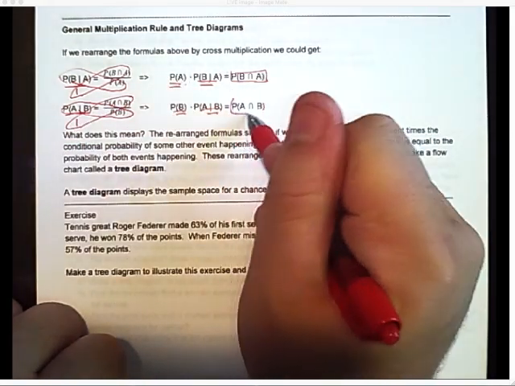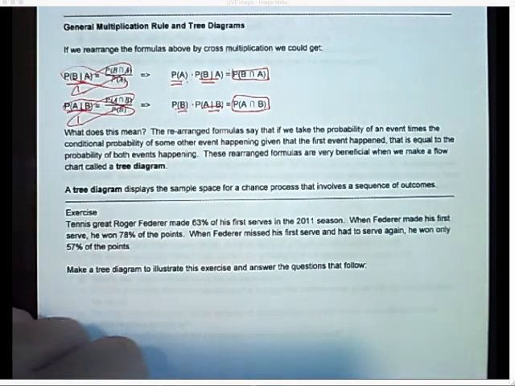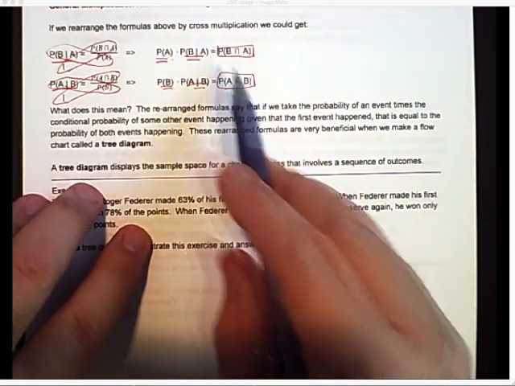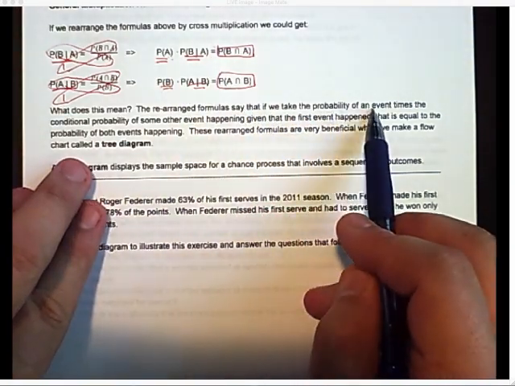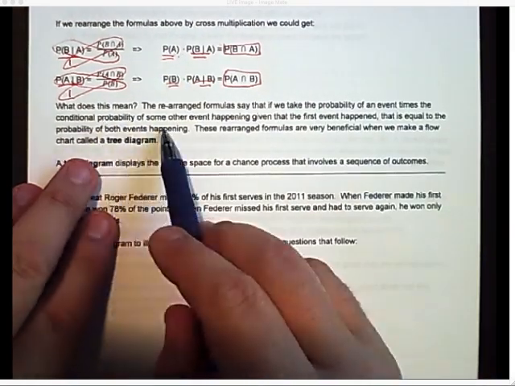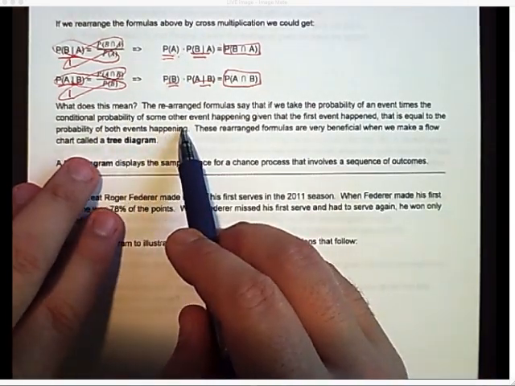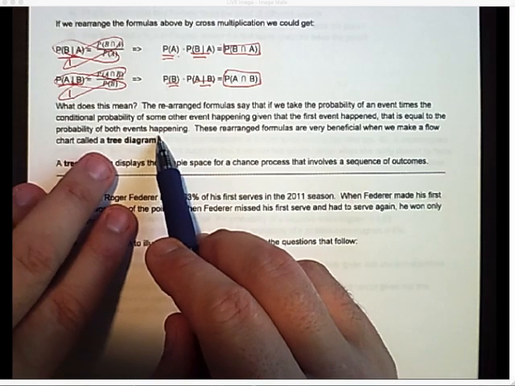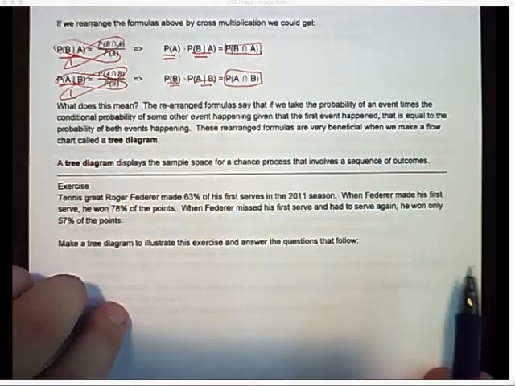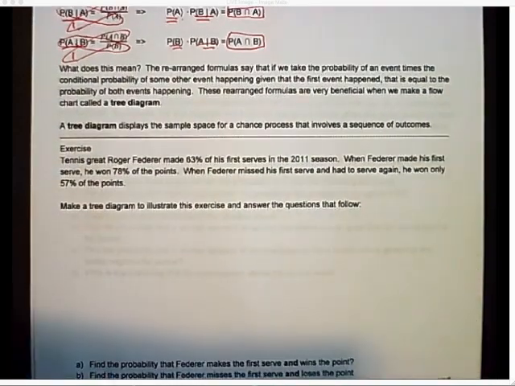And this is going to be really useful for a visual that we're going to make called a tree diagram. All right, so what does it mean? The rearranged formulas, that's these two, say that if we take the probability of an event, like here's your events, times the conditional probability, that's equal to the probability of both events happening. So that's the and statement. All right. So what is a tree diagram? It displays the sample space for a chance process that involves a sequence of outcomes.